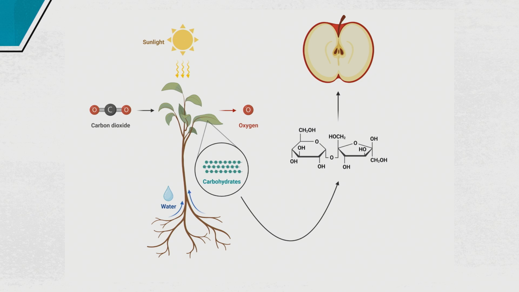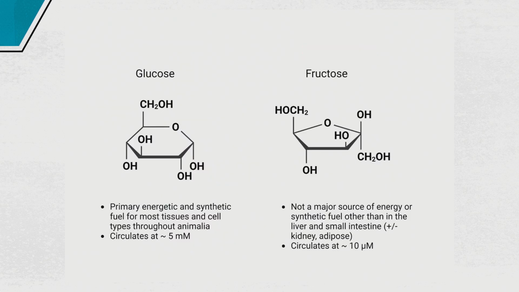It's the vascular sugar, and this is kind of the base of our food web, created through photosynthesis and really allows life as we know it to exist on this planet, right? Sucrose is a disaccharide composed of one glucose monosaccharide and one fructose monosaccharide. And whereas glucose is the primary energetic and synthetic fuel for most tissues and cell types throughout Animalia, it circulates at 5 millimolar concentrations, as this audience well knows.